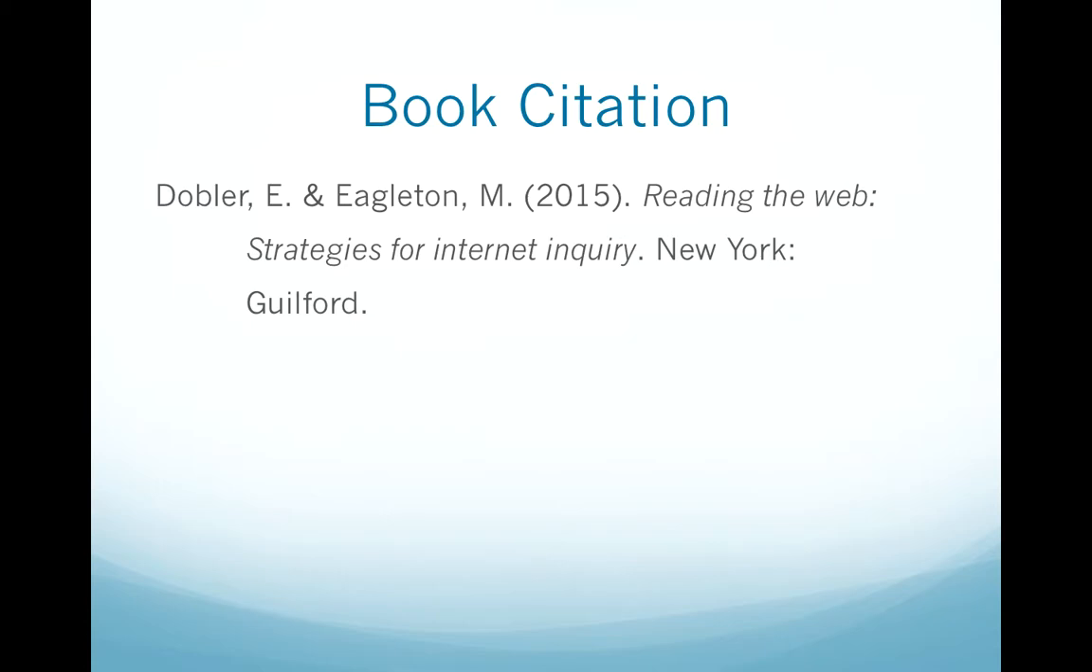After the title comes the city and state where the publisher is located, which can usually be found at the beginning of the book, somewhere where the copyright date is listed. If the city and state are the same, like New York, New York, you just have to write New York once. But if it's Topeka, Kansas, you'll write Topeka, comma, KS, then the colon, and then the publisher's name. Okay, book citation, pretty straightforward.